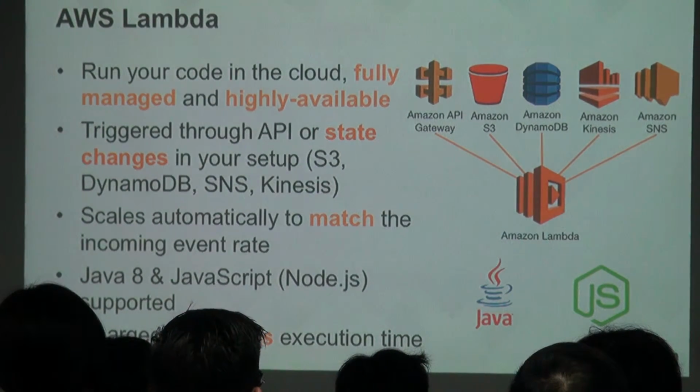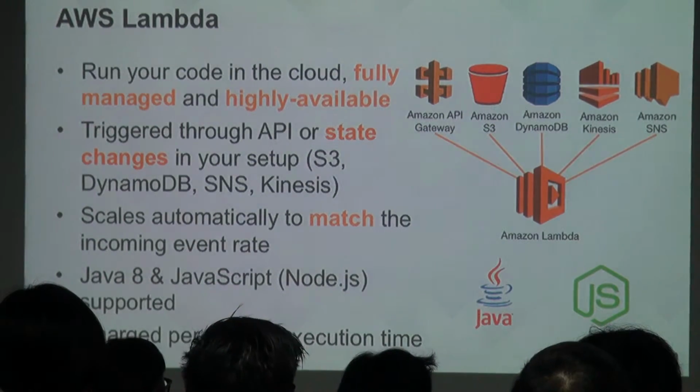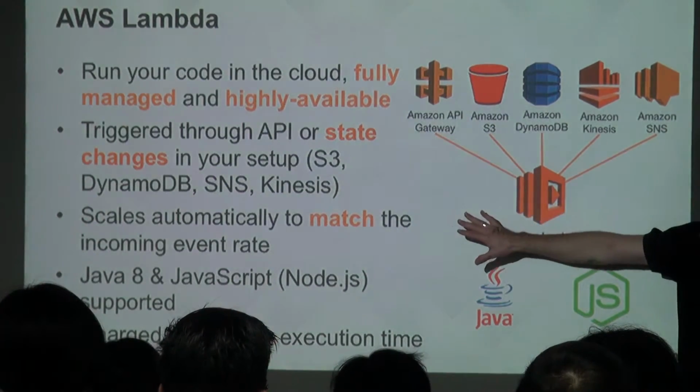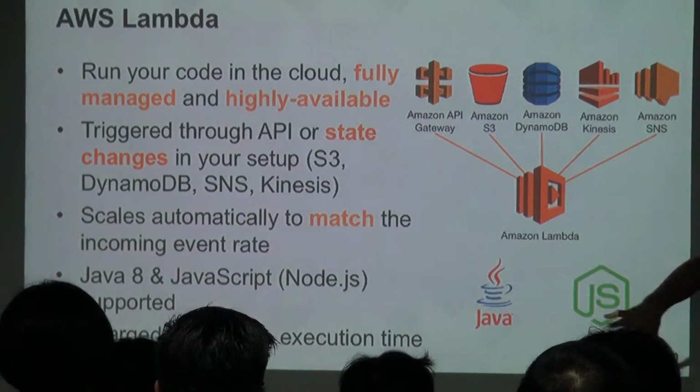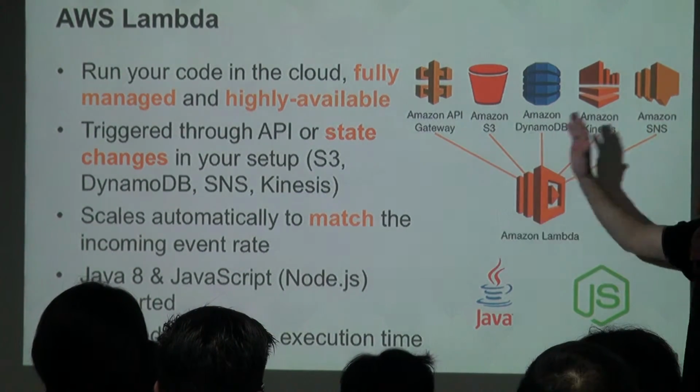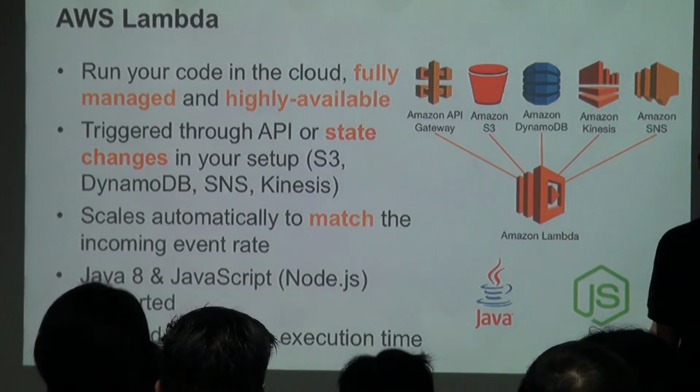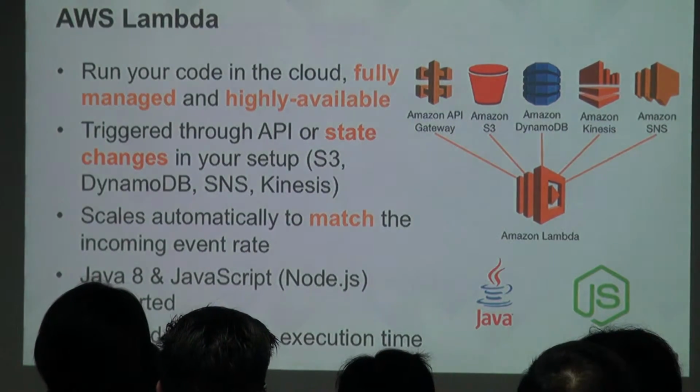So we fully manage this across multiple availability zones, and we scale it up to match any kind of event throughput rate that you have. Right? If you want to throw 1 million events per second in there, it's going to get executed 1 million times through Lambda. The good news for you, because then you're going to ask me, well, isn't that expensive?